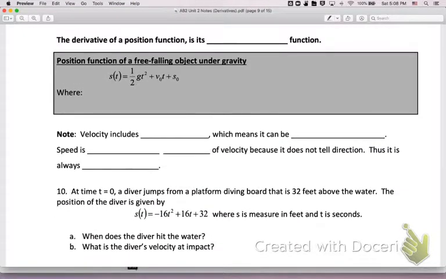The derivative of a position function is called its velocity function. And then here's a specific case of the position function, which is the position function of a free falling object under gravity. So if I stand on top of something and drop a penny or something like that, that's a free falling object due to gravity. In this class, a lot of the time we're measuring in feet, but you probably know acceleration due to gravity in meters. So here's both of them.